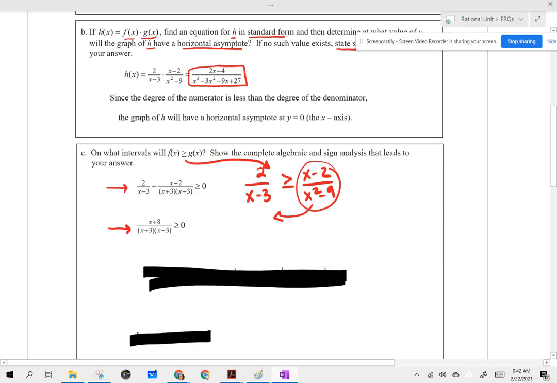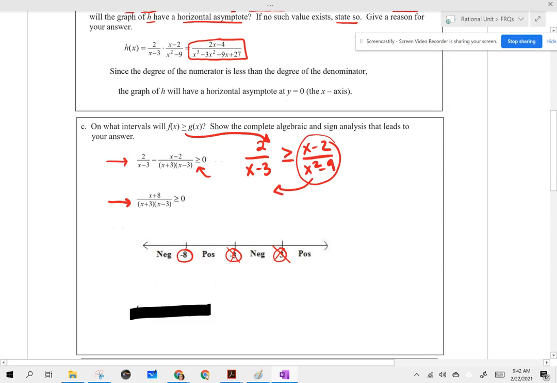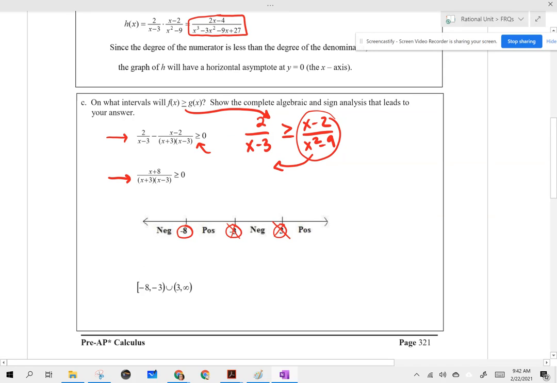And then now we need to do our number line. So hopefully you guys are getting really good at doing that number line. And when you do that, you should have -8, which is a 0, and then -3, which is undefined, and then 3, which is undefined. And so this would have neg pos, neg pos. And then remember the function originally said, where is the function greater than or equal to 0? And so we would make sure that we have this notation right here.